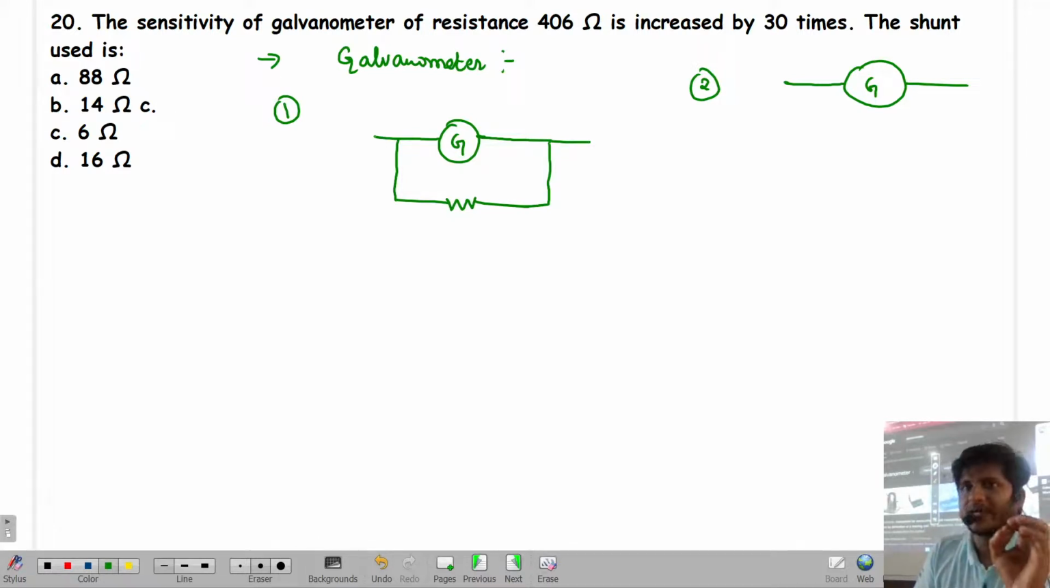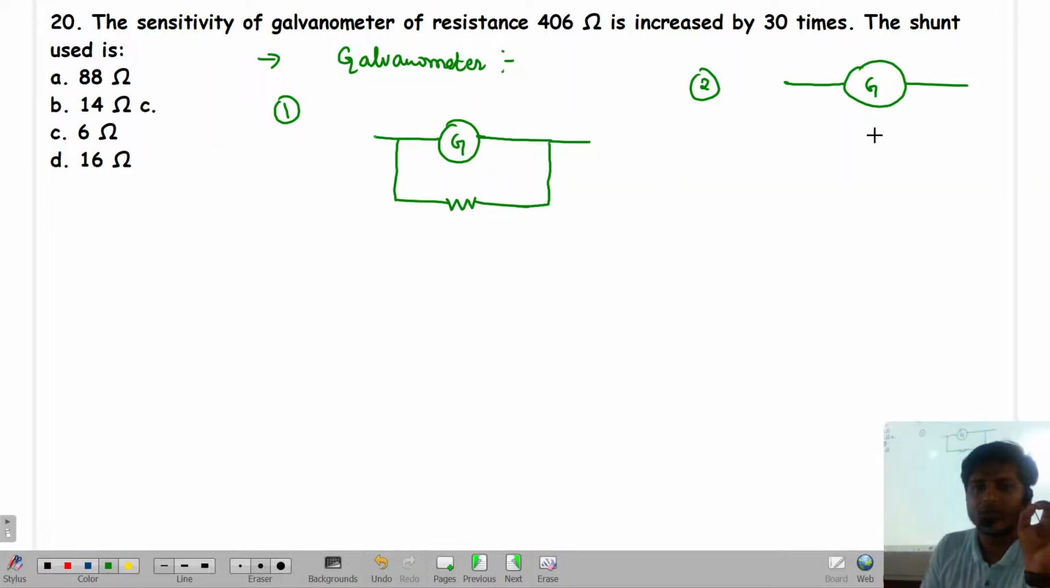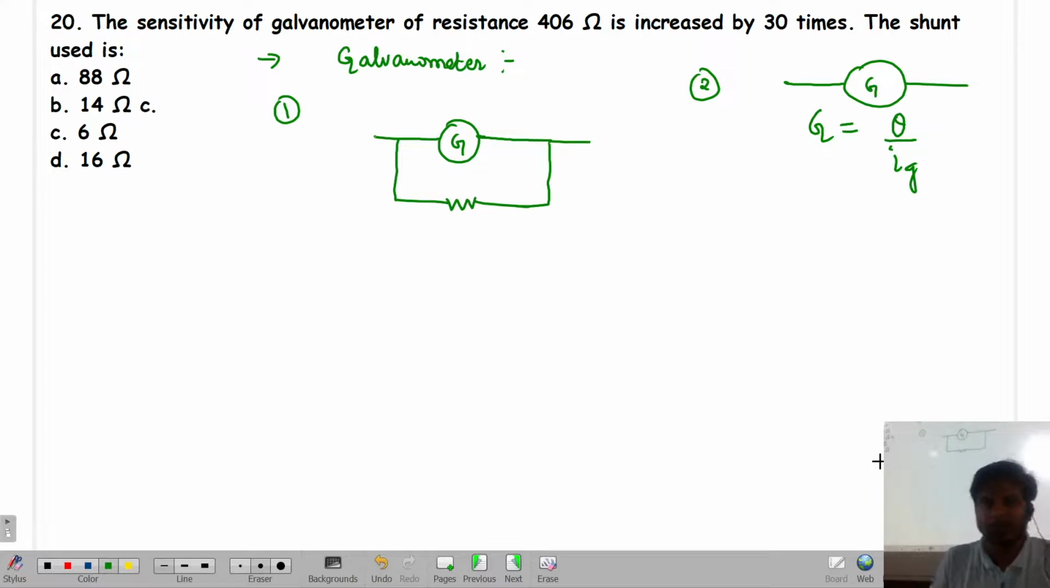So one of the major important points is if this pointer moves by some angle theta, it will tell about the current or not. Yes or no? So this is the important point. In a galvanometer, if you want to know about the current, some quantity G is given as theta by the current of the galvanometer. It is equal to theta by current of the galvanometer. Understood or not? Tell me.